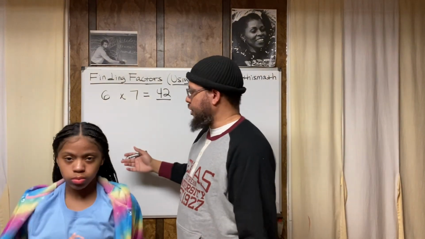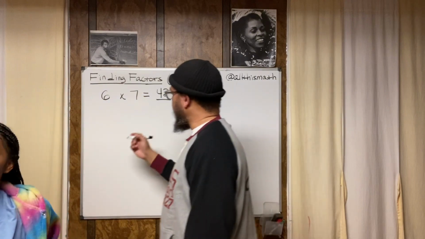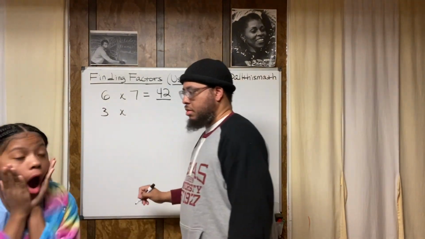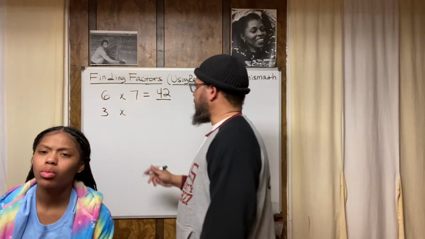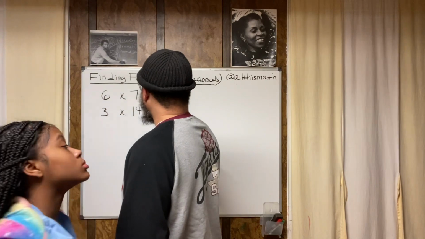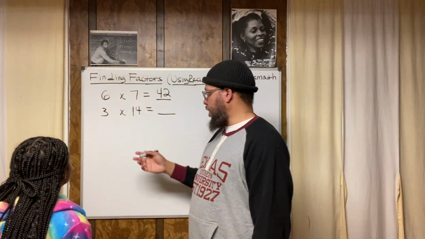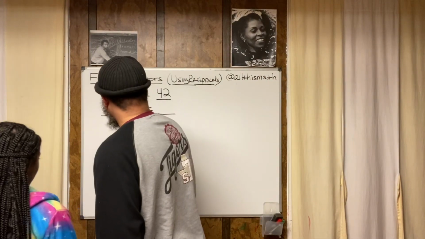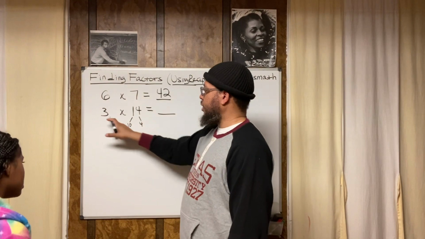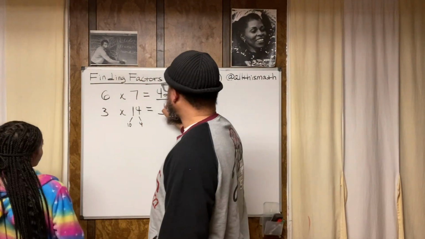Because if I take half of 6, Assata, what's half of 6? 3. So if I take half of 6, I get 3. And what's double of 7? 14. So if I take half of 6 and double 7, I get 14. Now, what's 3 times 14? It's still 42, right? 14 is the same thing as 10 and 4. 3 times 10 is 30. 3 times 4 is 12. 30 plus 12 is still 42.